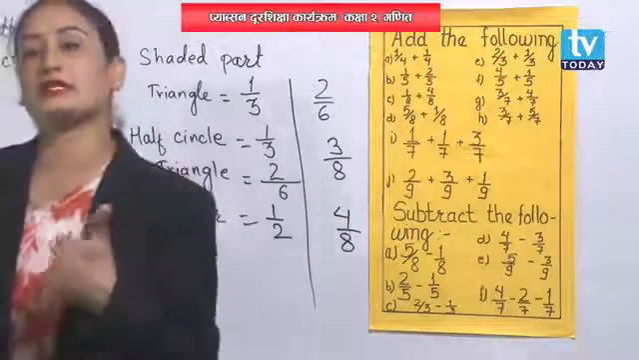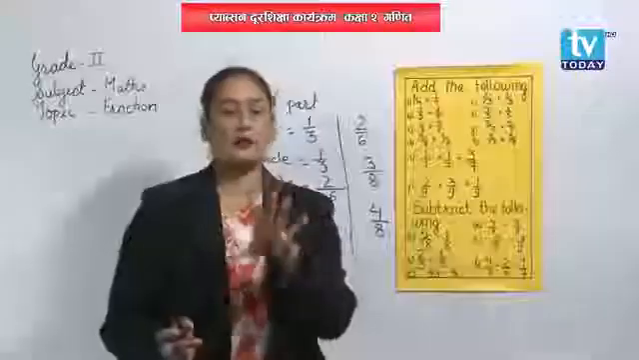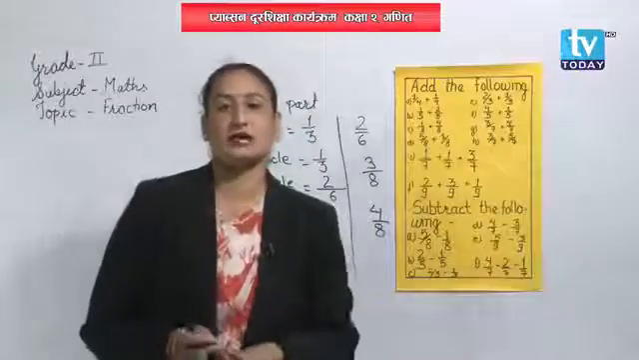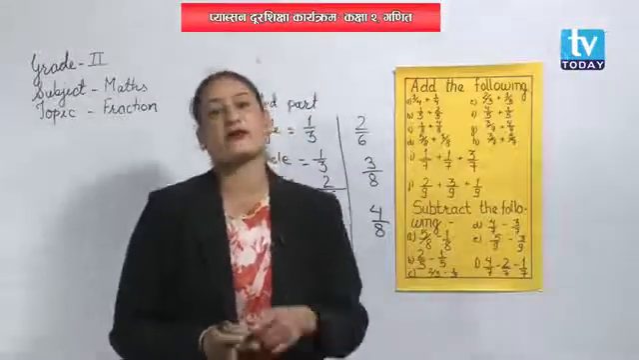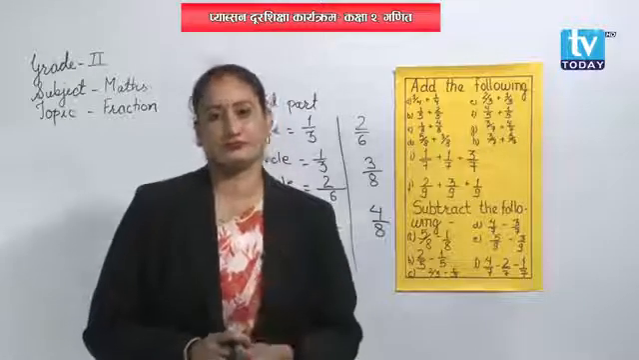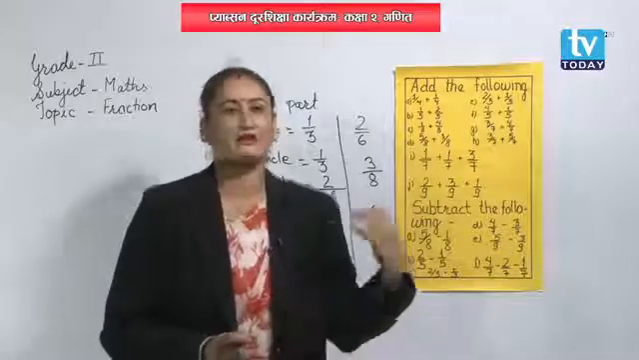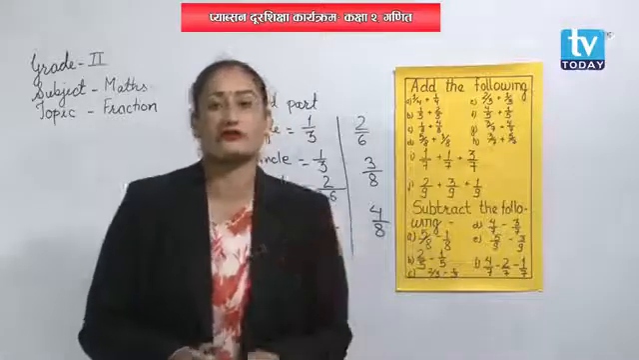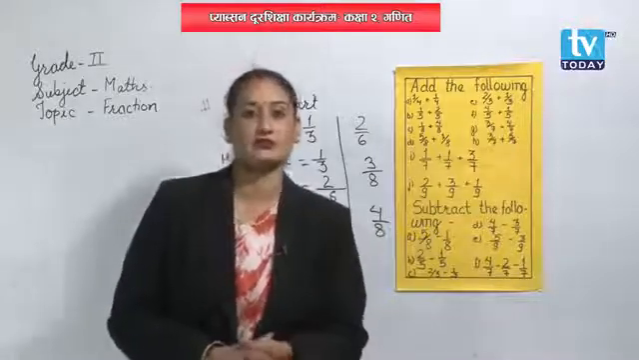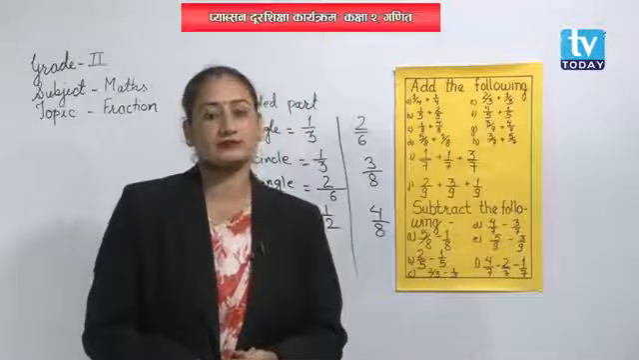This is your first exercise. You have to look at your picture. You have to see how many parts are shaded over there, and then you have to write it in fraction form. This is your first question. I think you can solve it at your home. This type of questions. Now there is no kind of confusion and doubt, right, students? Now, shall we go for the next question?